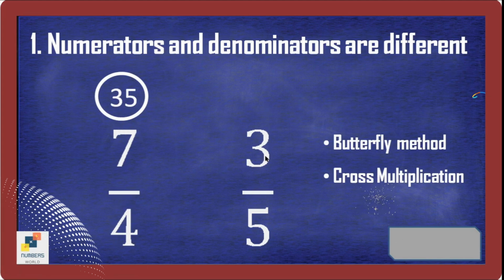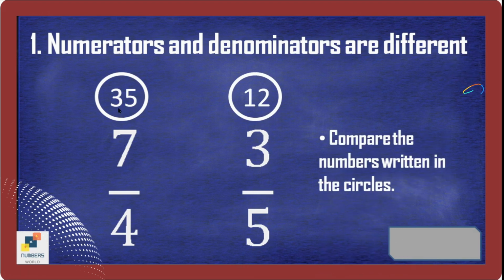Then we are going to multiply the numerator of the second fraction by the denominator of the first fraction. So 3 fours are 12. So we are going to write it in the circle again. Then we are going to compare the numbers written in the circles. As 35 is greater than 12, it means 7 by 4 is greater fraction as compared to 3 by 5.